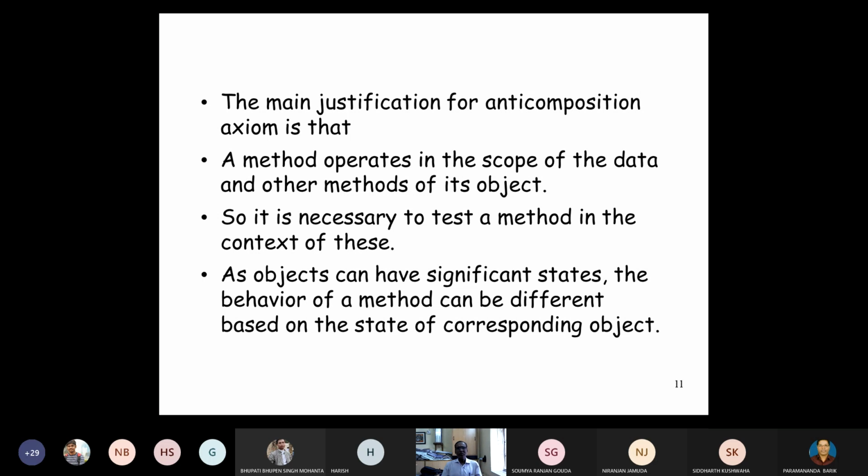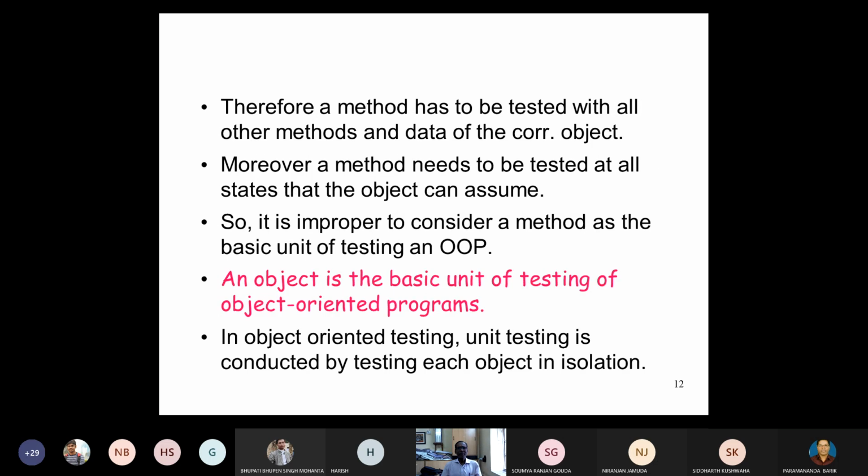Then what is the conclusion? What could be the smallest unit? Therefore, a method has to be tested with all other methods and the data of the corresponding object. Whenever you want to test a method, you have to know what data is associated with this object. The second point I have already told you: a method needs to be tested at all states that the object can assume.